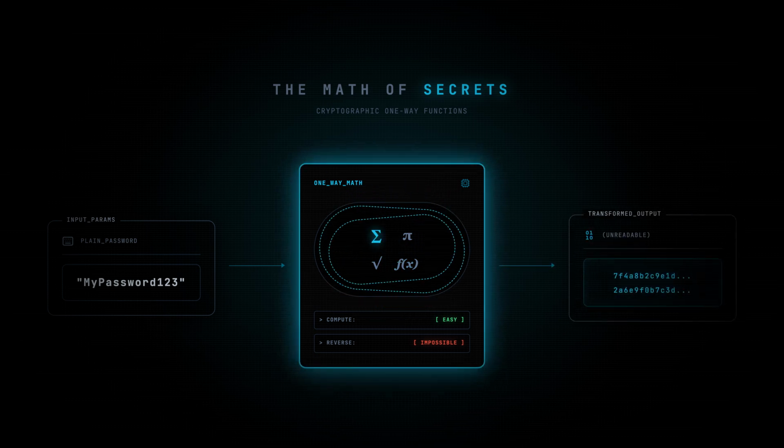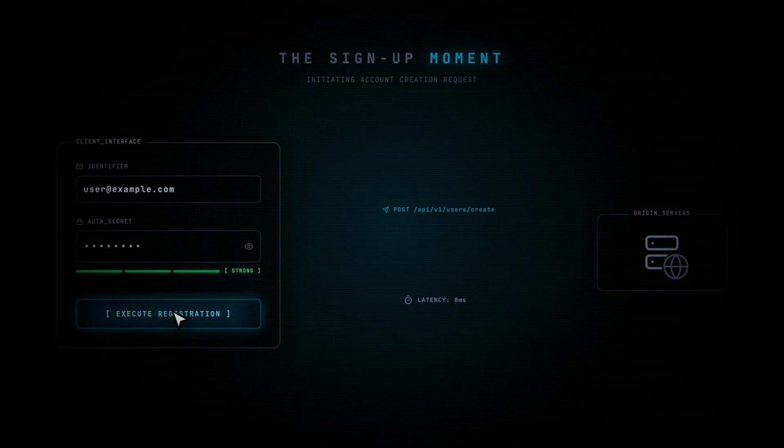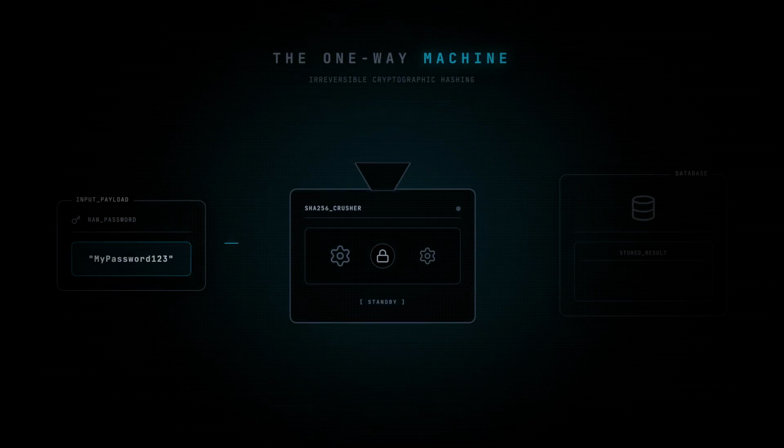To understand it, we have to look at the math of secrets. Let's go back to the day you created your account. You chose a password, typed it in, hit submit. In the half second between you pressing enter and the website saying account created, something happened to your password. Something permanent. The website took your string of characters and fed it into a one-way mathematical machine.